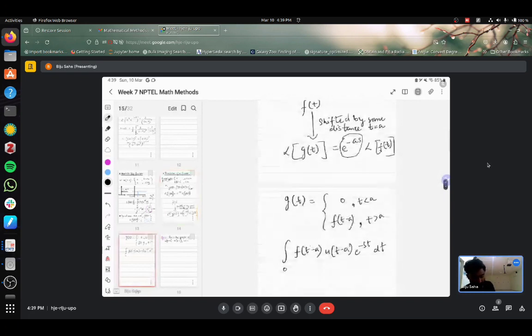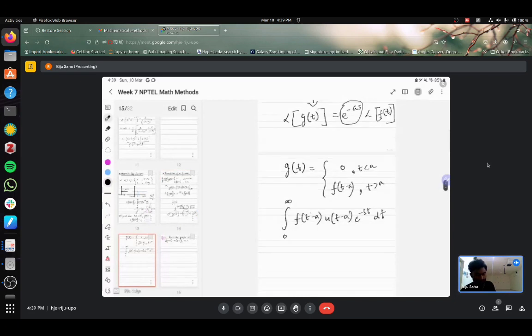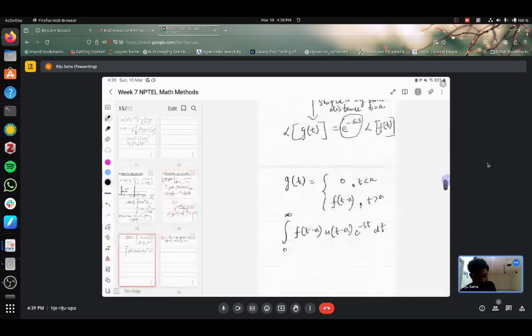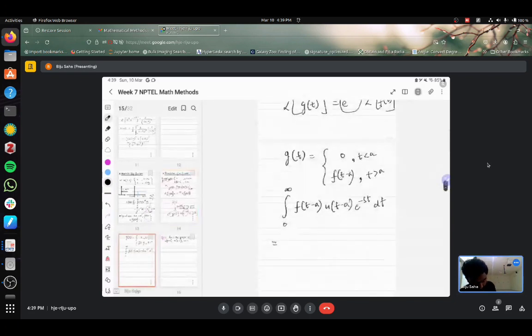Yeah, and then it would be like we have infinity here. So what we have is, for t less than a, this thing is 0, so we don't consider it. And the next thing is we have to consider from a to infinity, f(t minus a) e to the power minus st dt. Okay, so we make a substitution right now.